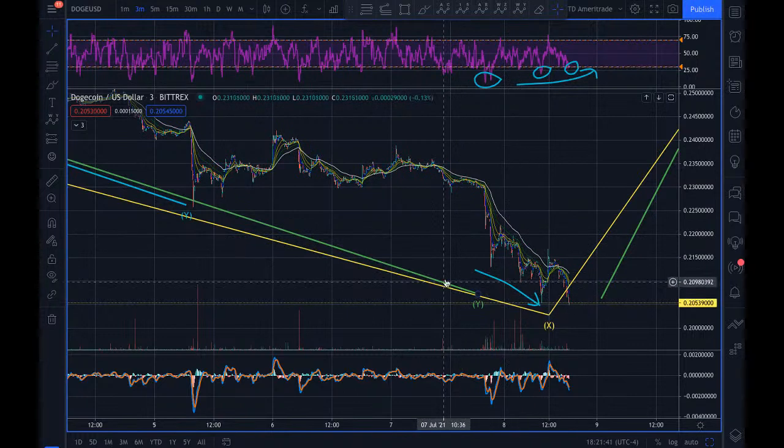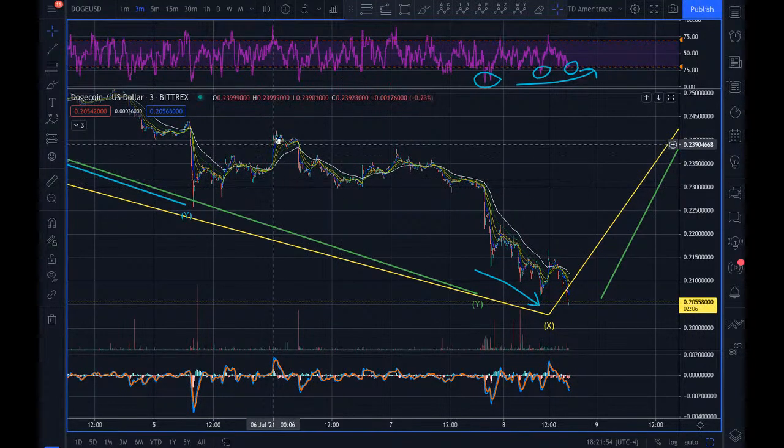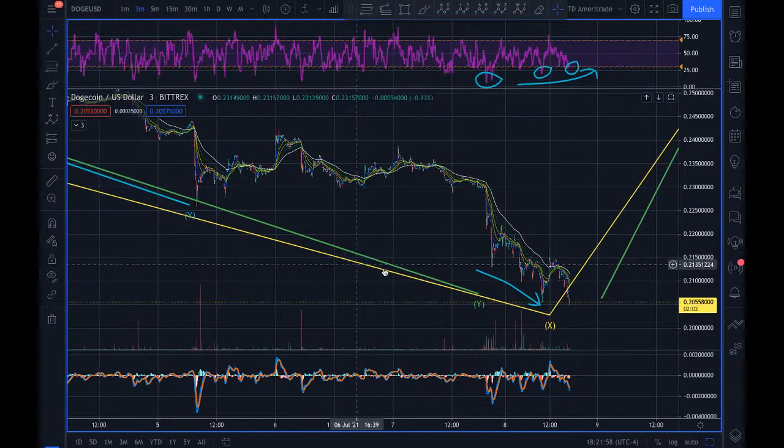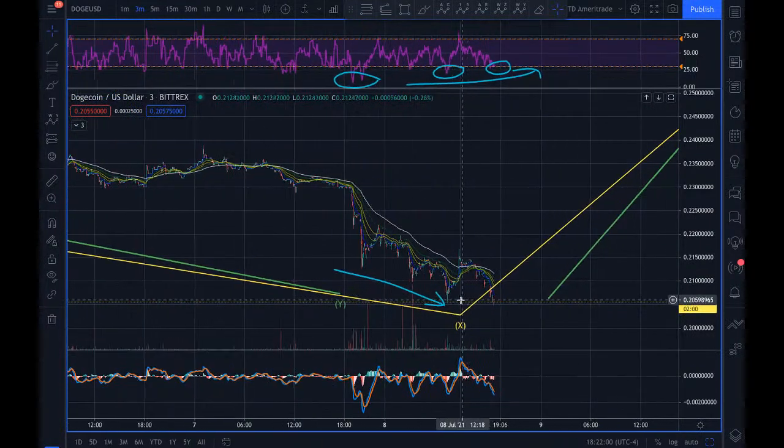See, I just keep seeing 3 waves repeating themselves. Is this one? That one looks like a 5. Oh, 1, 2, 3, up, 1, 2, 3. So we made a new low.